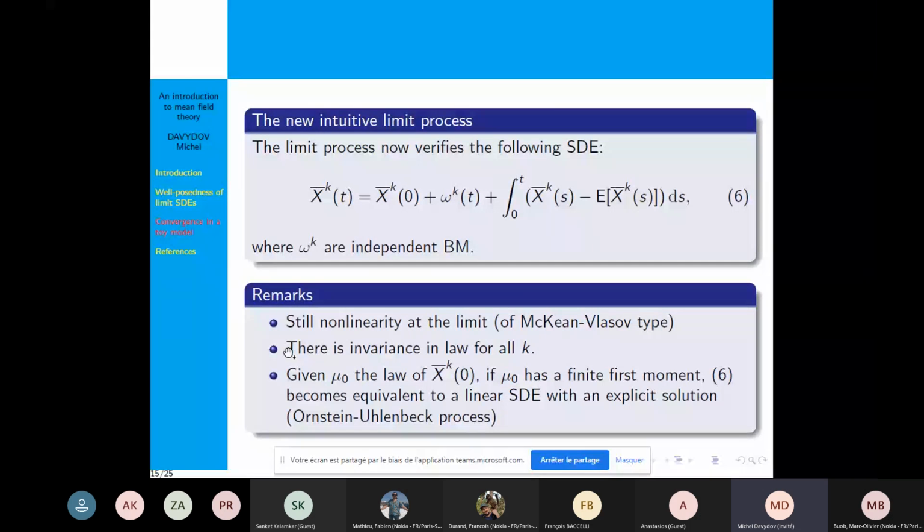But an interesting point is that now there is invariance in law for all k. And as I previously mentioned, if you call mu zero the law at time zero, and there's a finite first moment, you can rewrite this as a linear SDE with an explicit solution, which is called an Ornstein-Uhlenbeck process. I'm not going to go into detail on this, but the idea is that this can be solved explicitly, and you can have an explicit solution for overline xk of t. It's not particularly complex, just with some exponentials.